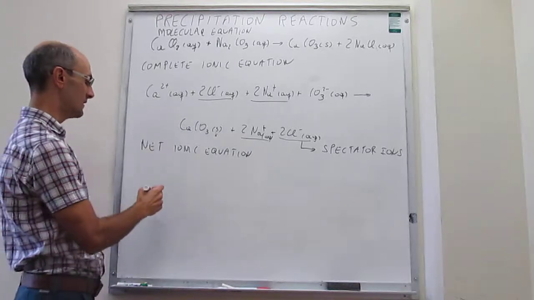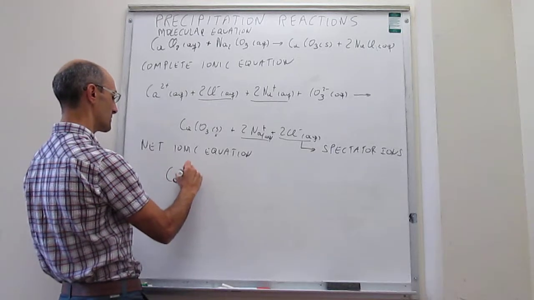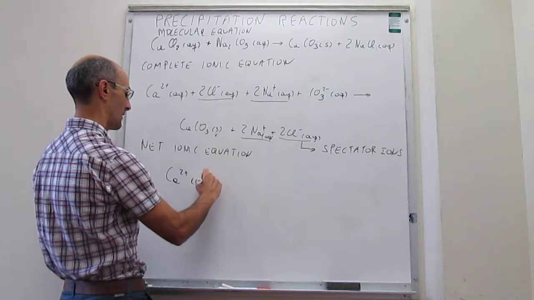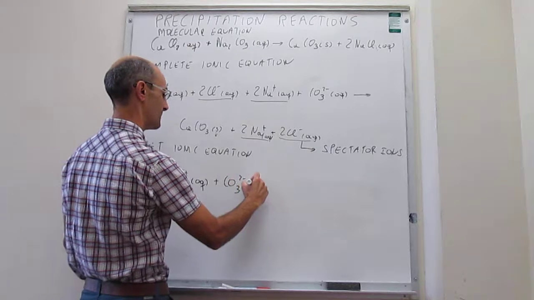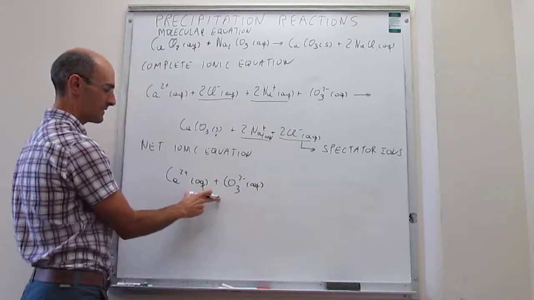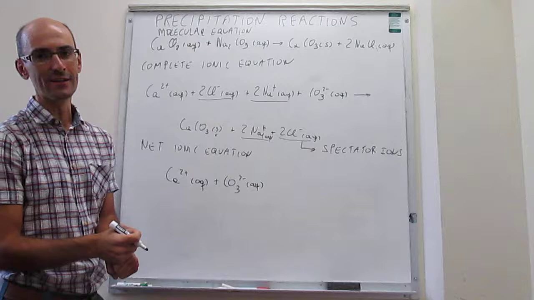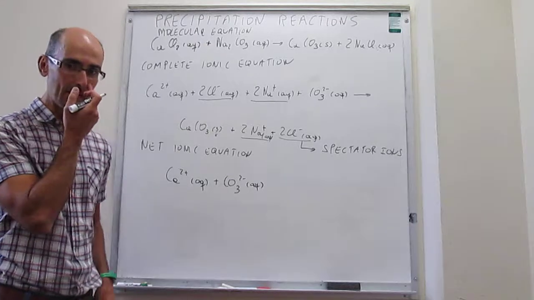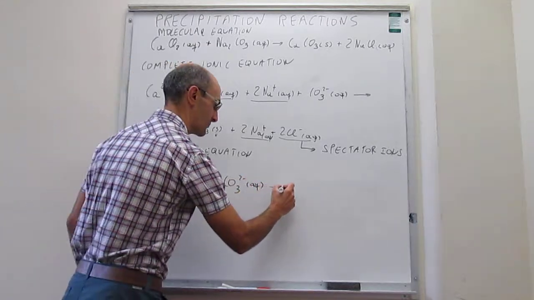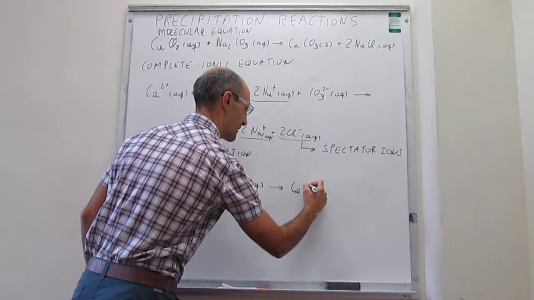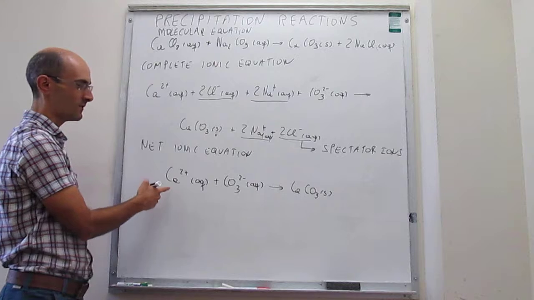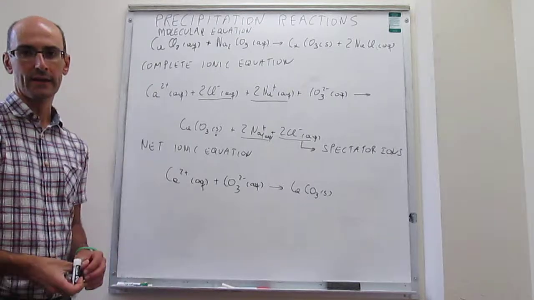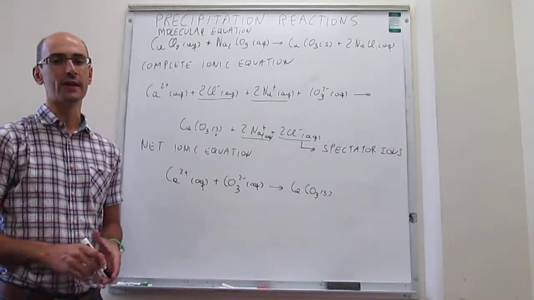As you can see, that is going to tell you what really goes on in solution. So you have calcium 2 plus combining with carbonate 2 minus. These ions are going to interact with each other electrostatically very, very strongly, and they're going to fall out of solution to form solid calcium carbonate. So that is the net ionic equation, which is the key of what's going on in this reaction.